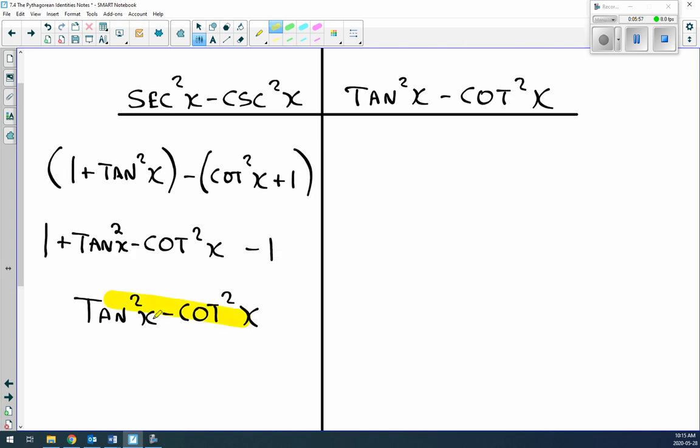Wait a second, that's what we have on the right-hand side. Wow, that was a really easy proof. So sometimes these proofs are going to take a bit of time, and sometimes they're going to take very little time at all. Now you can practice those ones.